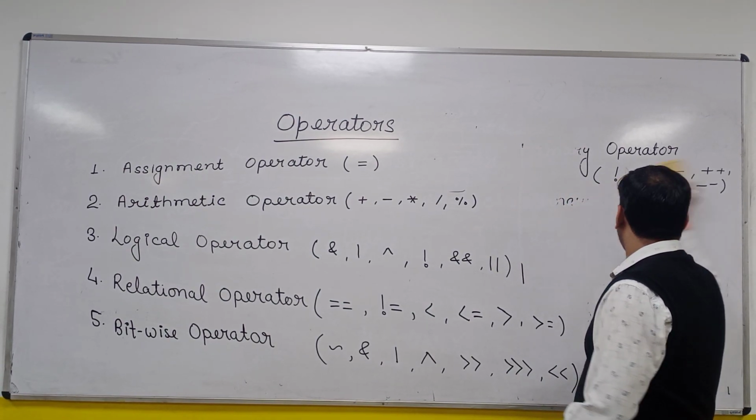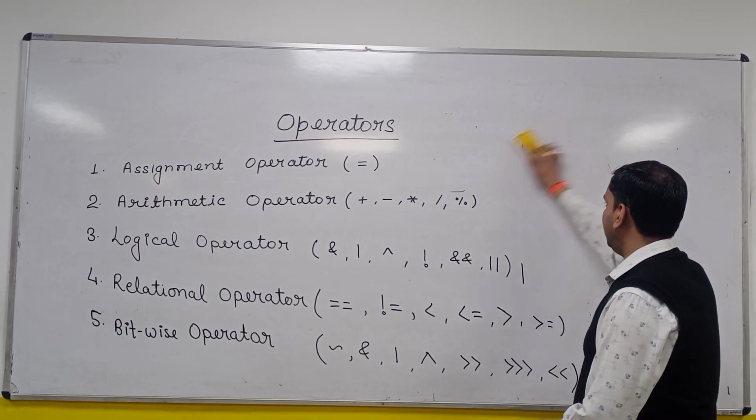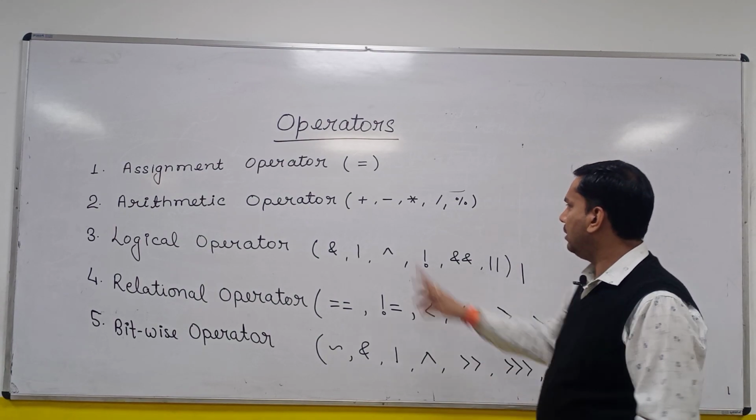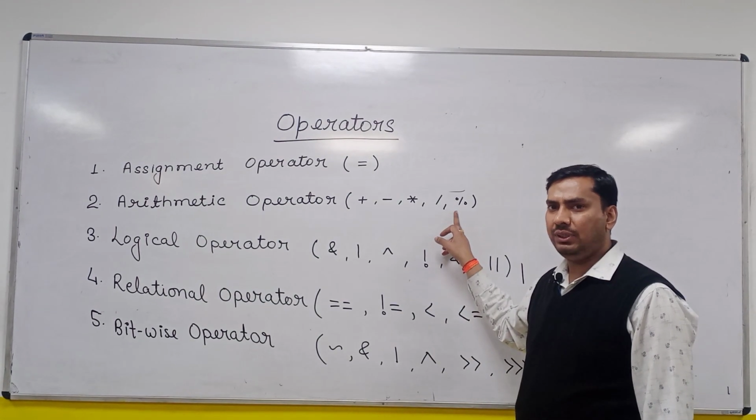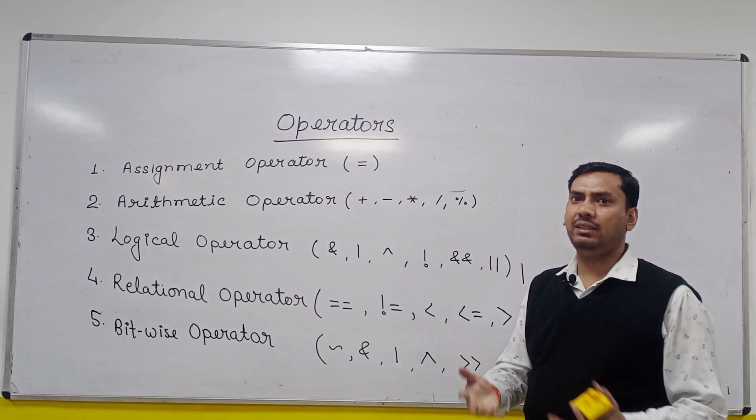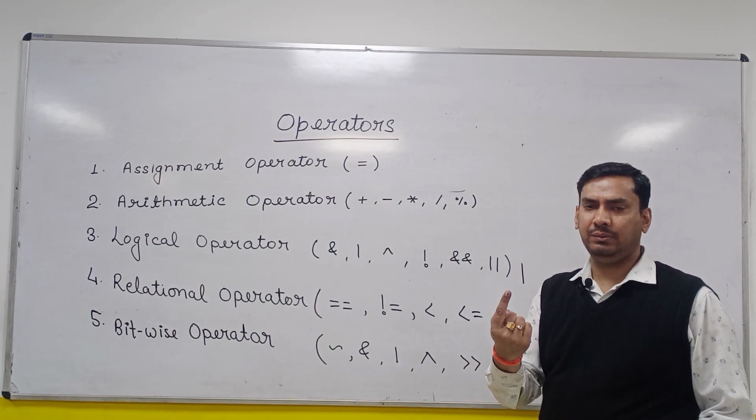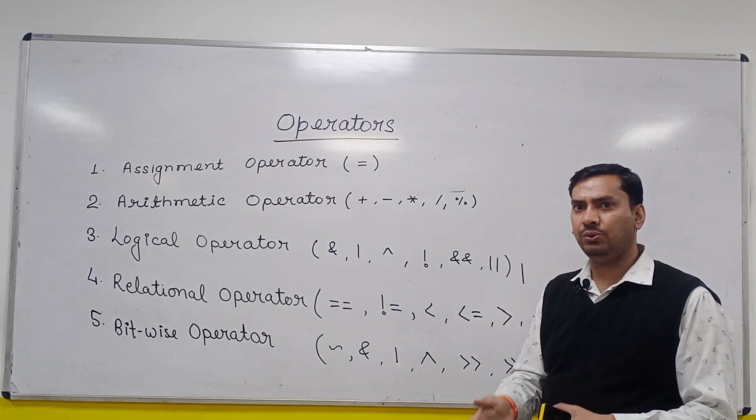So let us talk about the plus operator, minus operator, multiplication and division. The modulus operator gives you the remainder value. It means 13 modulus 3 will give you 1, and 15 modulus 2 will give you 1.